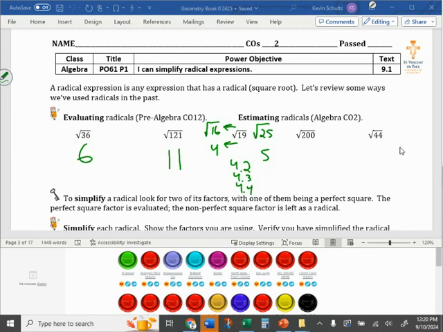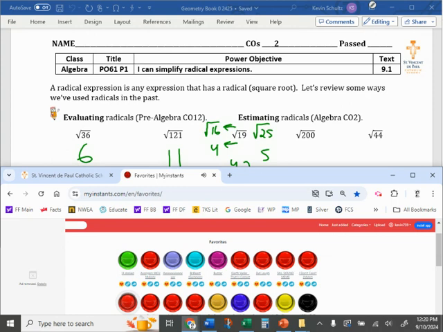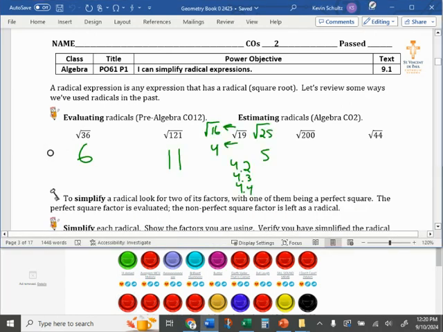So what would a close approximation of the root of 200 be? 10. No. 14. Nope, that's not it. What's an approximation of the root of 200? Yeah, James. 13 and 14. Okay, it's between 13 and 14.